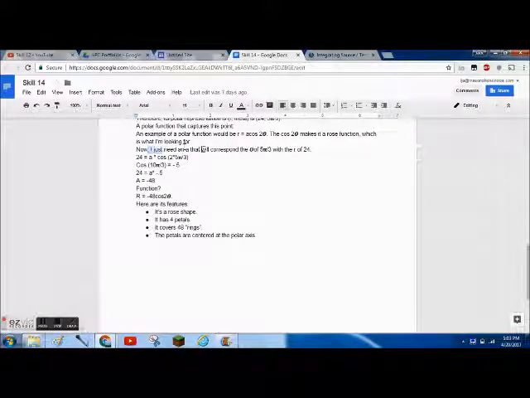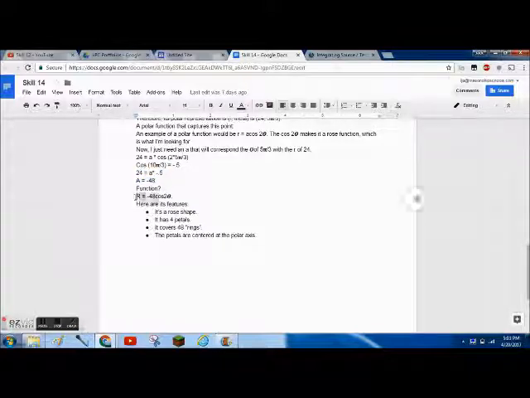Now I just need to find an a that will correspond to the angle of 5 pi over 3 and the r of 24. So 24 equals a times cosine of 10 pi over 3. Cosine of 10 pi over 3 equals negative 0.5. 24 equals a times negative 0.5. So to get that, a equals negative 48.